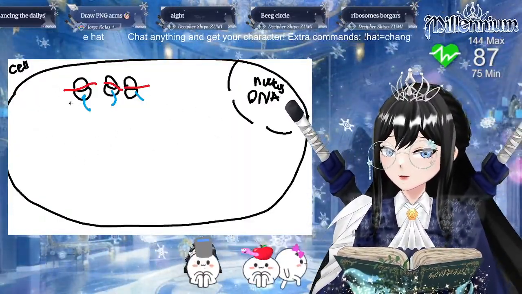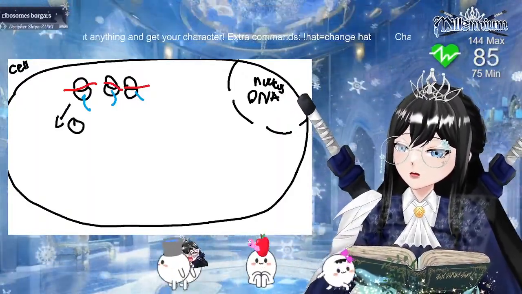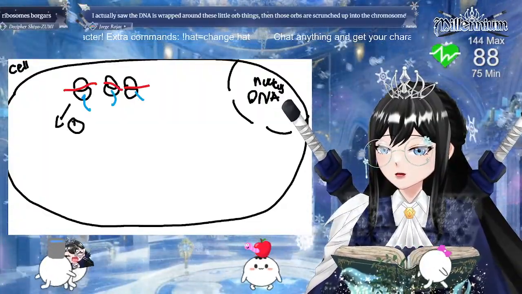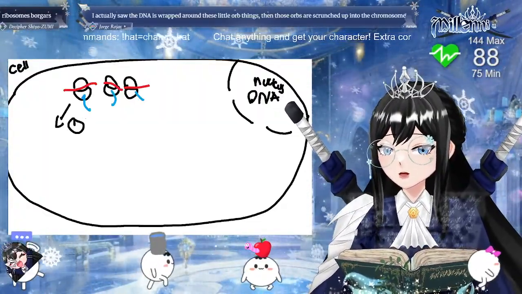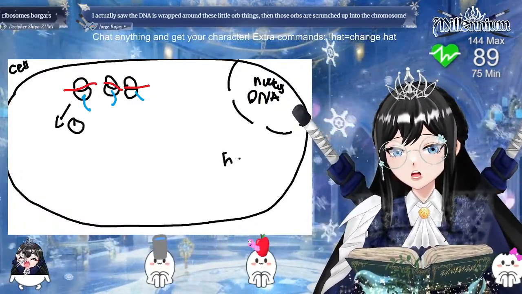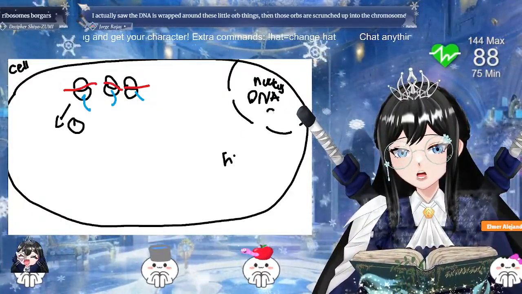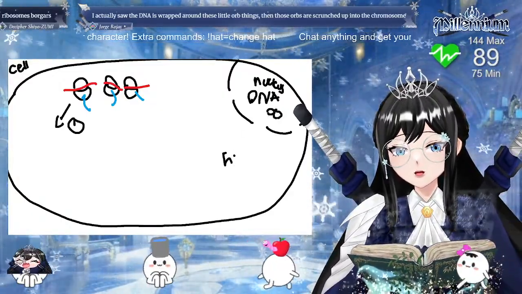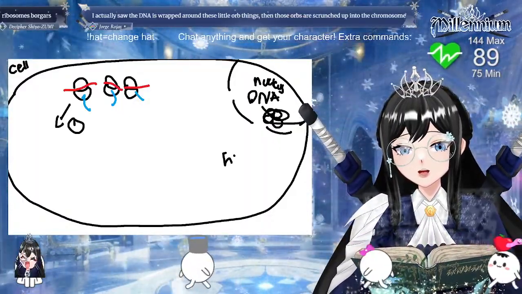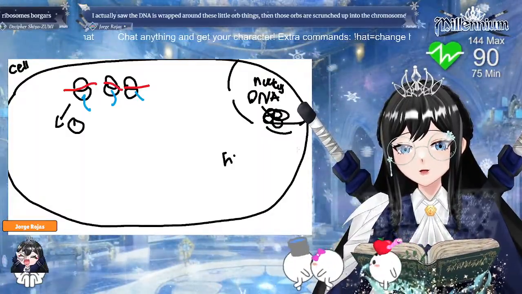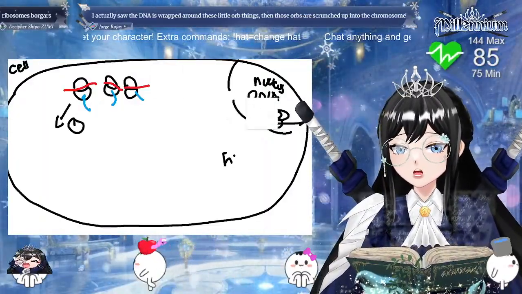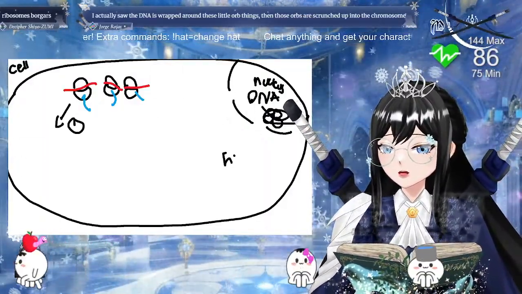Yeah, cytosol. So first, I actually saw the DNA is wrapped around these little orb things. Then those orbs are scrunched up into the chromosome. Very, very good. Because the ones you saw, those are histones. Would kind of look like burgers too, but they're not the same burgers. They would be four stuff. And then they would wrap around these like that. And then the little circles would wrap around each other like the telephone coil. So that's how the chromosome is formed. Good. Spreading the science. Very nice.